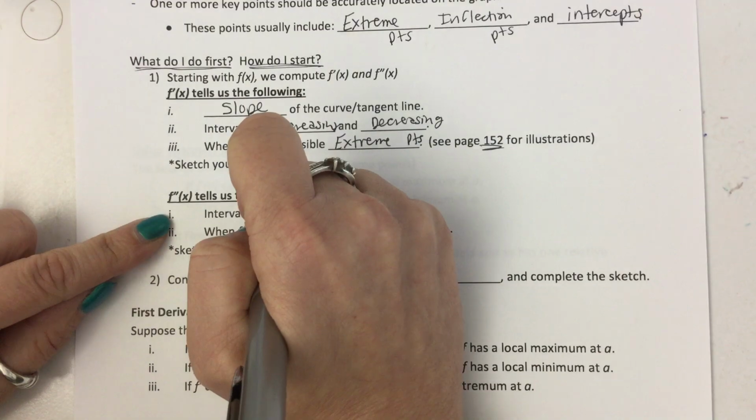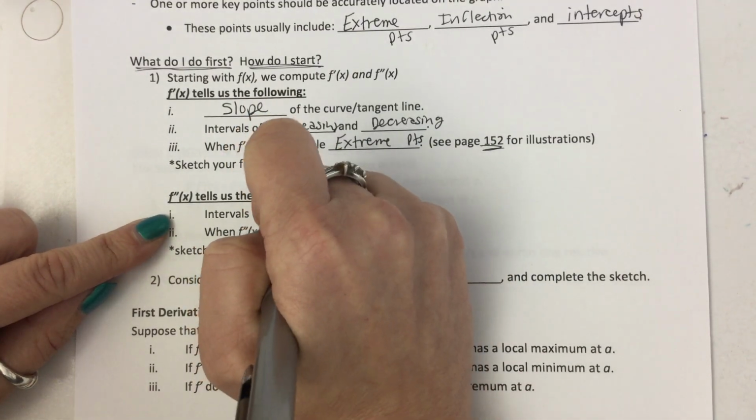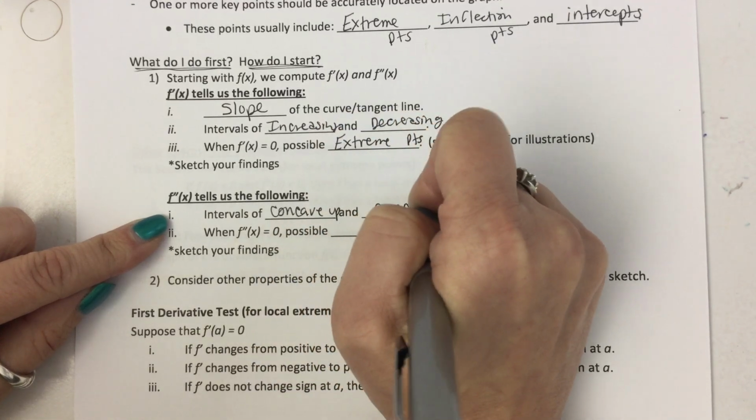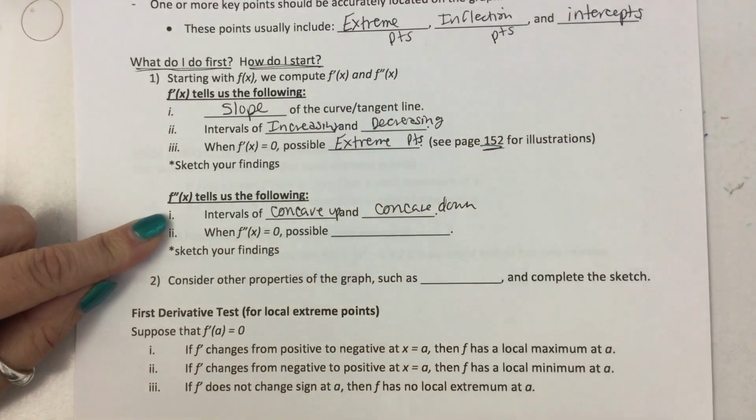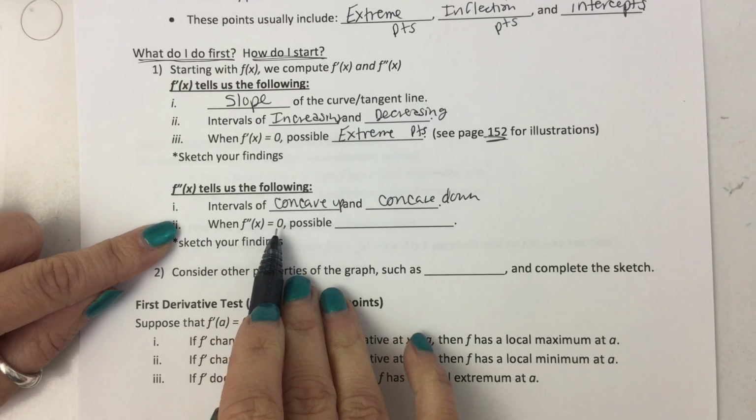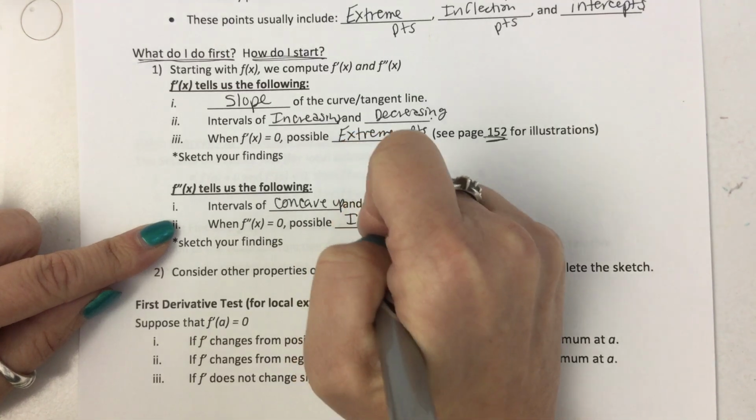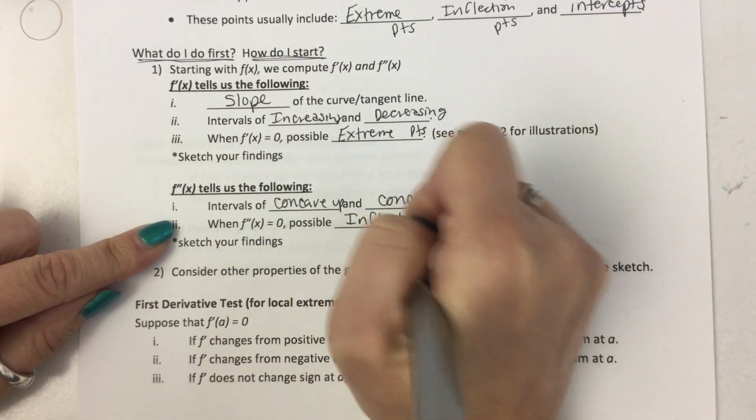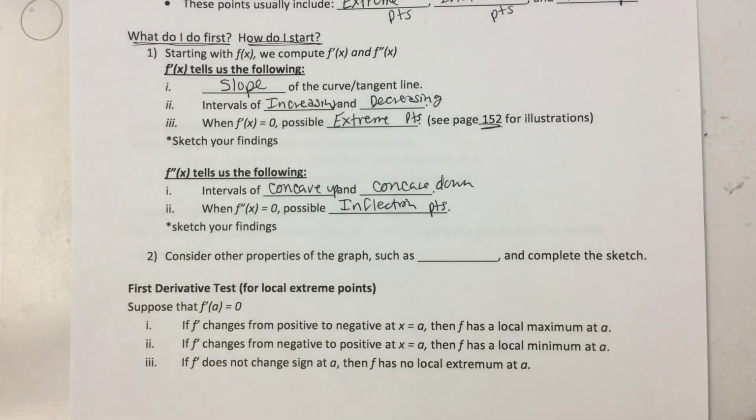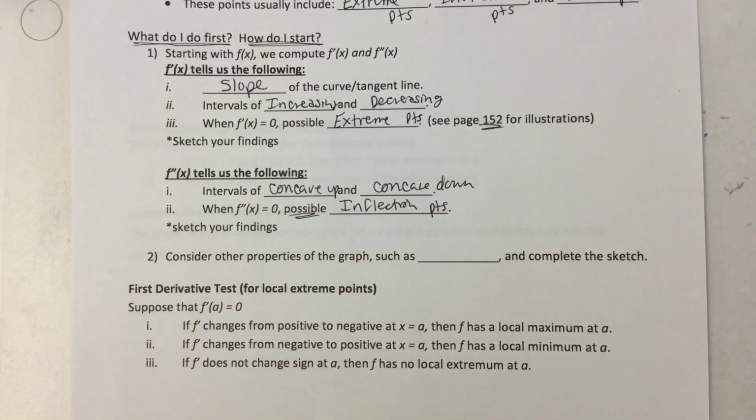Second derivative tells you your intervals of concavity, so concave up and concave down. How is that curve going to open? When your second derivative equals 0, that's when you have possible inflection points. Now remember, if your graph does not switch from concave up to down, or vice versa, you won't have an inflection point. Okay, that's why it says possible.